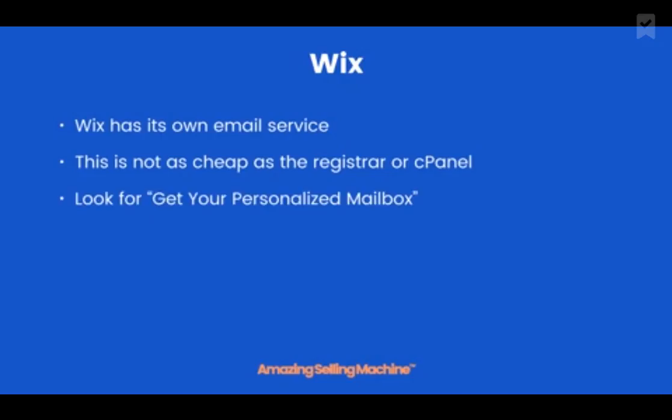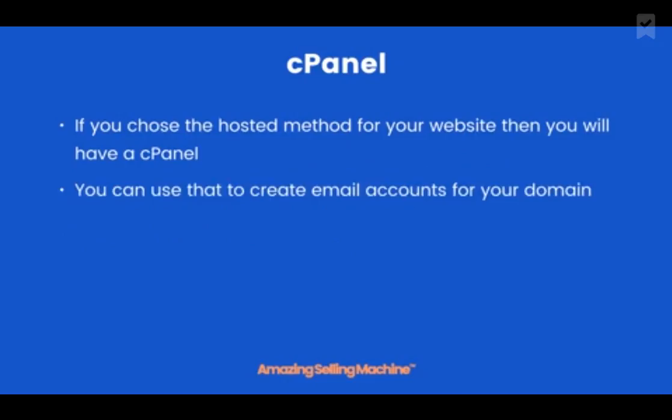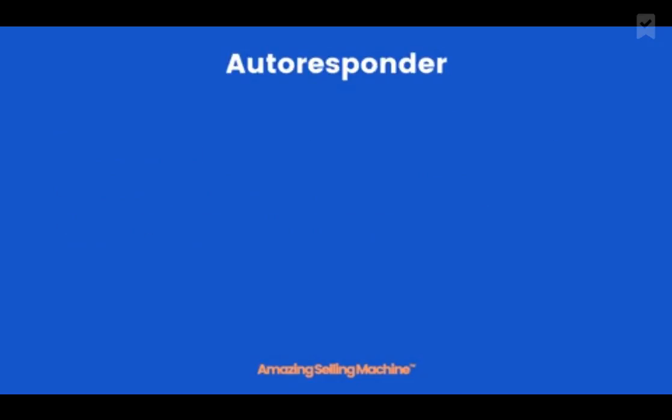So Wix. Wix has its own email service. Now this is not as cheap as the registrar or cPanel, but all you need to do is log into your Wix account and look for the Get Your Personalized Mailbox tab inside the account, and it costs about $5 per month. cPanel. If you choose the hosted method for your website, then you will have a cPanel. You can use that to create email accounts for your domain, and there is normally no extra cost for this. So let's move on to the autoresponder.